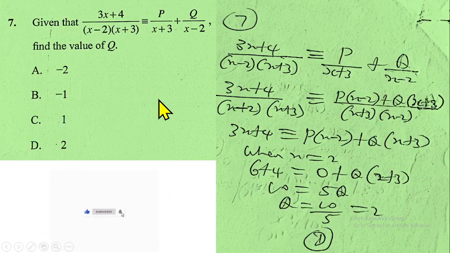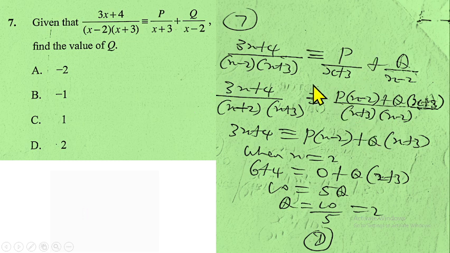Question number 7 is from partial fraction. You are told that given that 3x plus 4 over x minus 2 into x plus 3 is equivalent to p over x plus 3 plus q over x minus 2, we have to find the value of q. So we only want to know the value of q here.